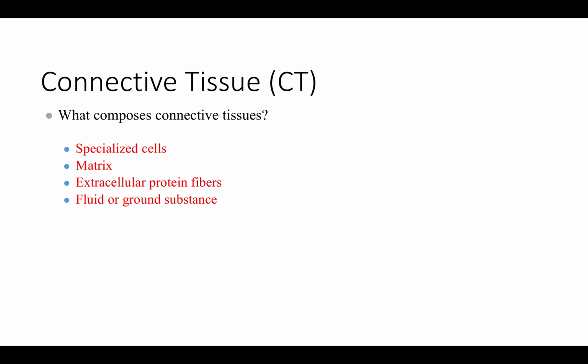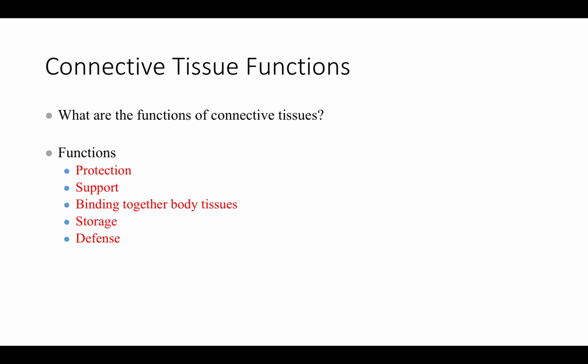Then we moved on to connective tissues. Connective tissues are again made of specialized cells, but the main characteristic to remember about connective tissues is they have a matrix. A matrix can be fibers, fluid, or a ground solid substance that surrounds the cell. The functions of connective tissues are to protect, support, hold body tissues together, store materials, and play a role in defense.